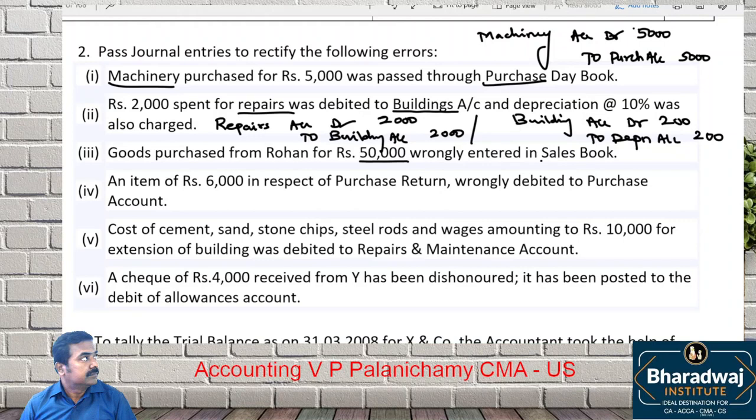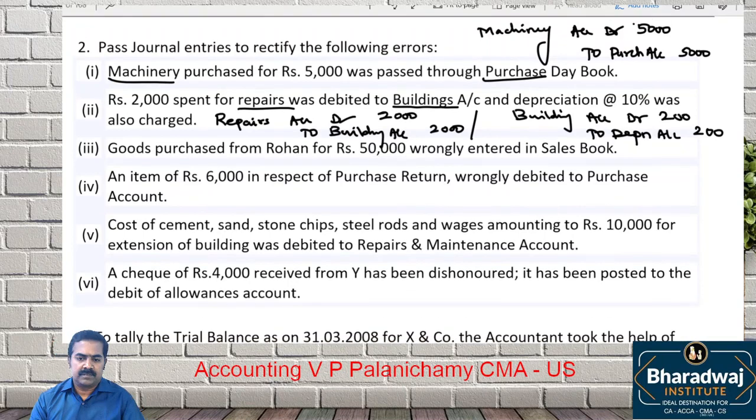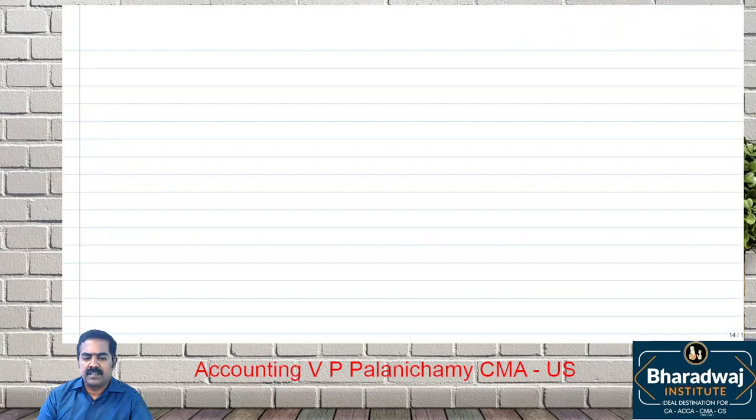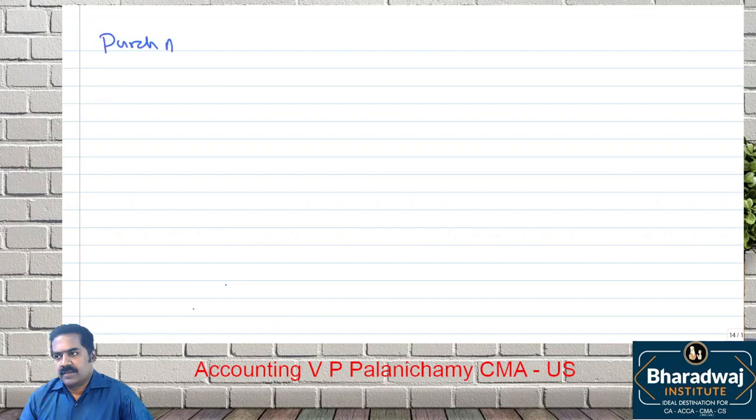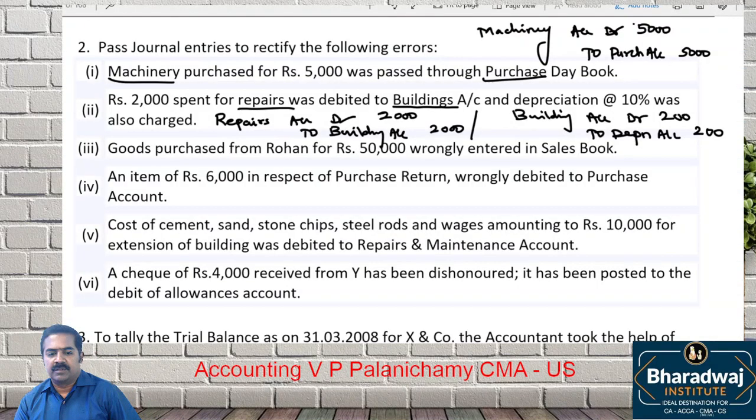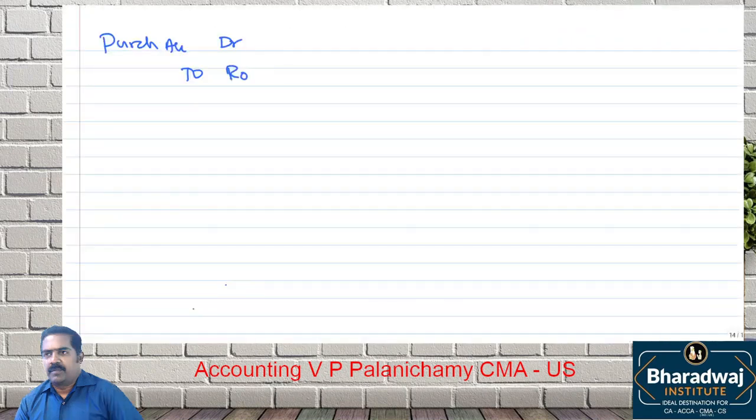Goods purchased from Rohan 50,000 was entered in which book? Sales book. It was wrongly entered in sales book. How to cancel that? What is the type of error? Should have debited to which account? Purchases account. But what mistake have we made? We recorded in sales account. How to rectify the error? Purchase account debit, sales account debit to Rohan account.